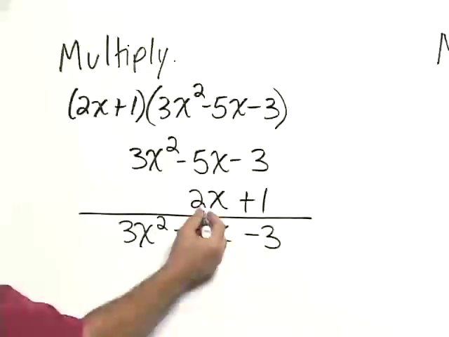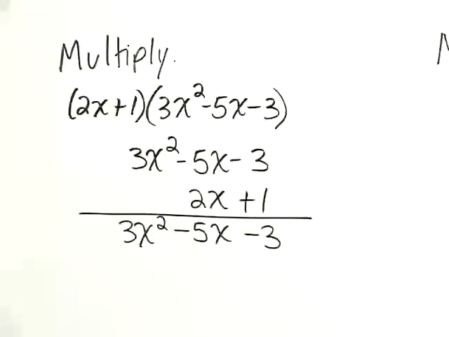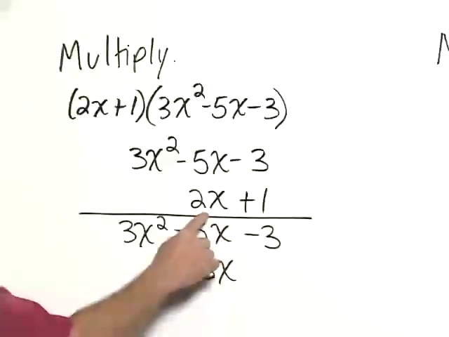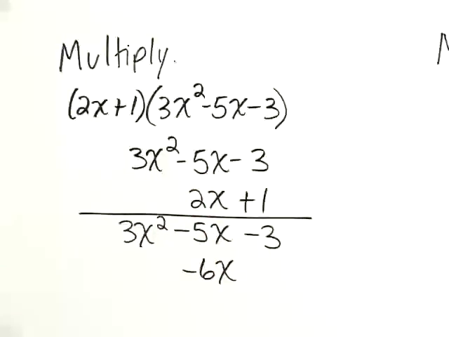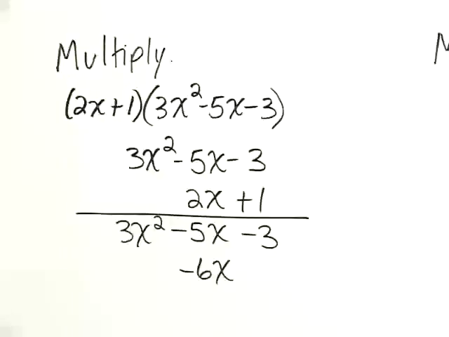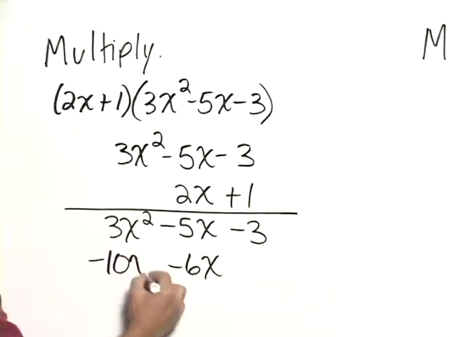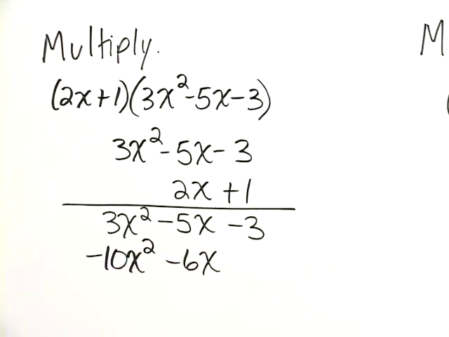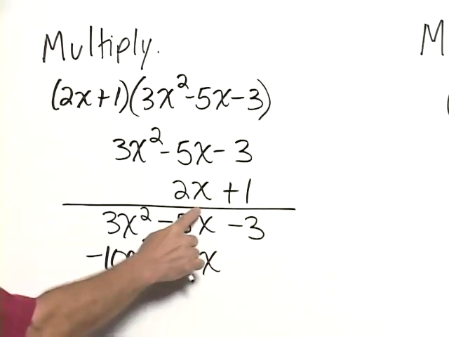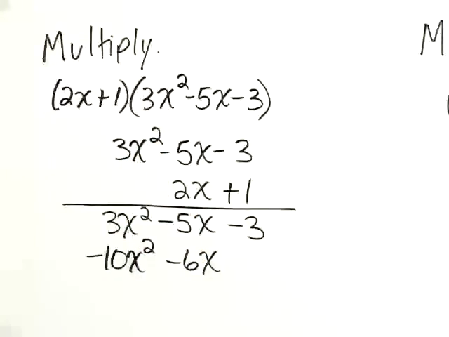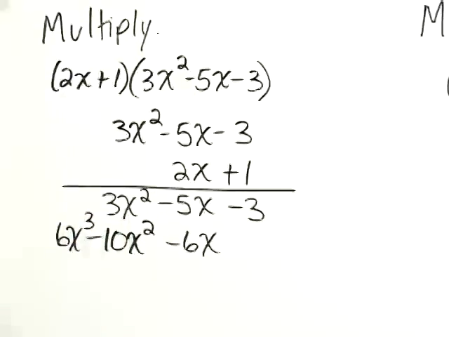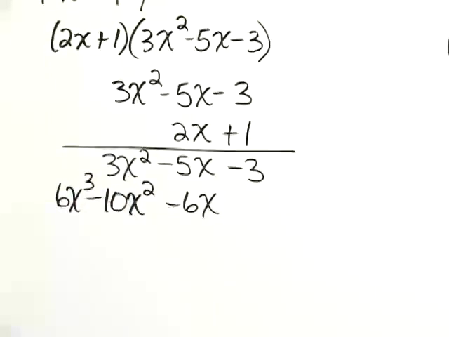Now we multiply 2x times negative 3, that's negative 6x, so we line it up under the column that contains the x. We have 2x times negative 5x, that's negative 10x squared. We line it up in the column for x squared. Then we have 2x times 3x squared, that's 6x cubed, and that creates a new column for the cube.